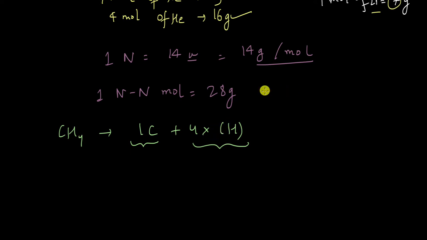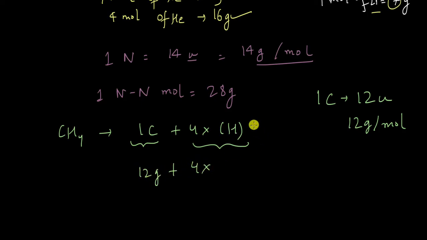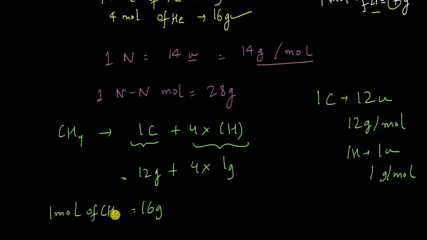Again, from the periodic table, 1 atom of carbon is 12 U. This means that 1 mole of carbon will be 12 grams. This is the molar mass. So 12 grams plus 4 times, 1 atom of hydrogen is 1 atomic mass unit. So 1 mole of hydrogen will be 1 gram. So 4 times 1 gram. This is equal to 16 grams. So this is the mass of 1 mole of CH4.